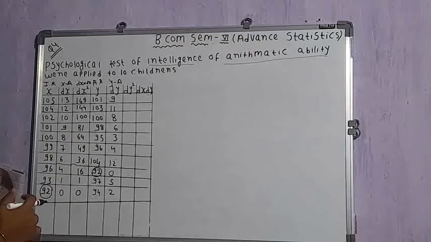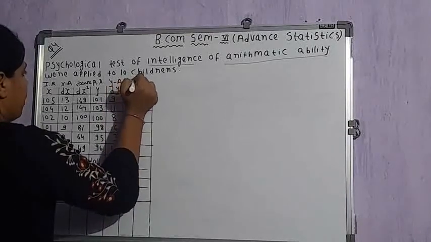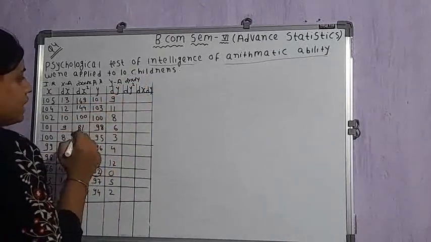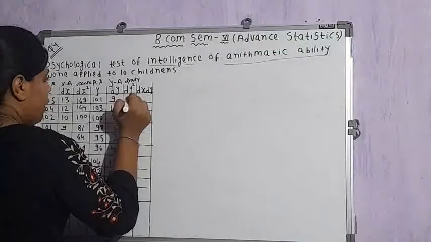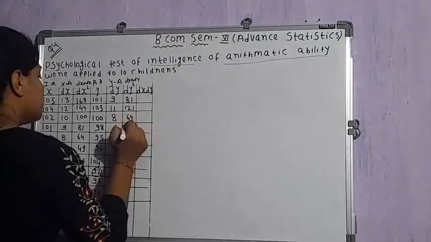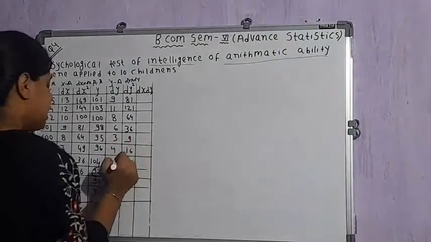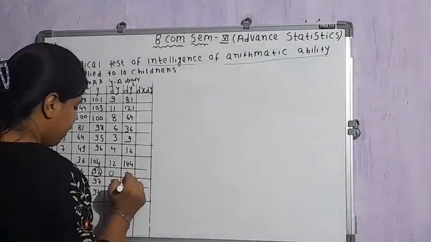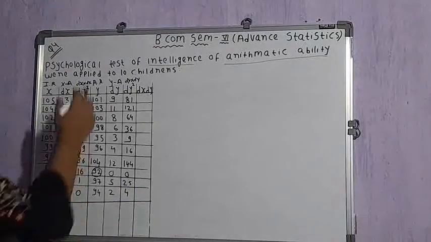Then we have dy square. How are we going to calculate dy square? Dy into dy. Here you can see that the value of the first item under the dy column is 9. So for calculating the square of 9, we will do 9 into 9. So we will get 81. 11 into 11, 121. 8 into 8, 64. 6 into 6, 36. 3 into 3, 9. 4 into 4, 16. 12 into 12, 144. 0 into 0, 0. 5 into 5, 25. 2 into 2, 4. So this way we have calculated the value of dy square as well.